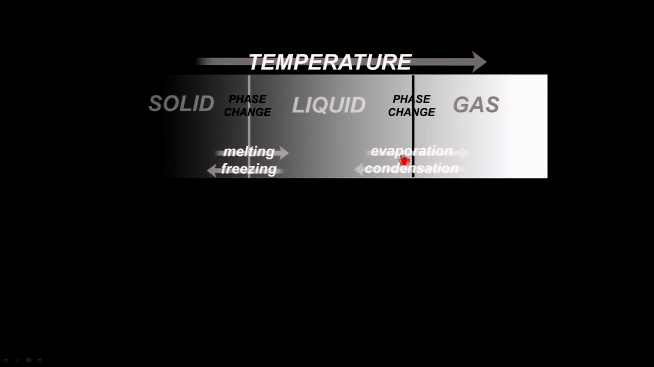Likewise, anytime a liquid becomes a gas, that process is called evaporation. And anytime a gas becomes a liquid, that is called condensation. So evaporation is a phase change, condensation is a phase change, etc. Now, to fully understand what it means for something to be a solid or a liquid or a gas based on temperature, I'm going to introduce a collection of atoms.